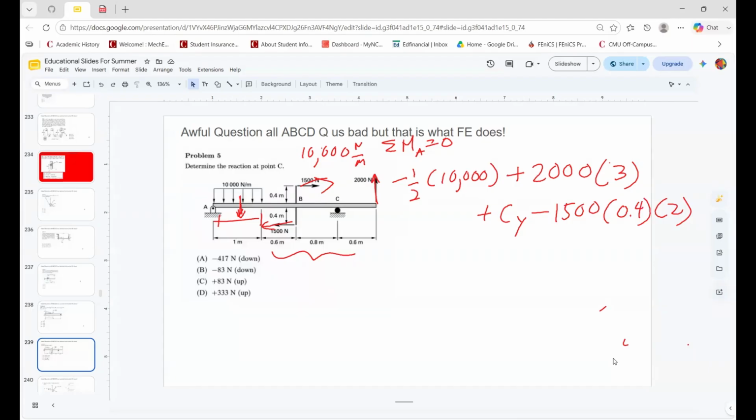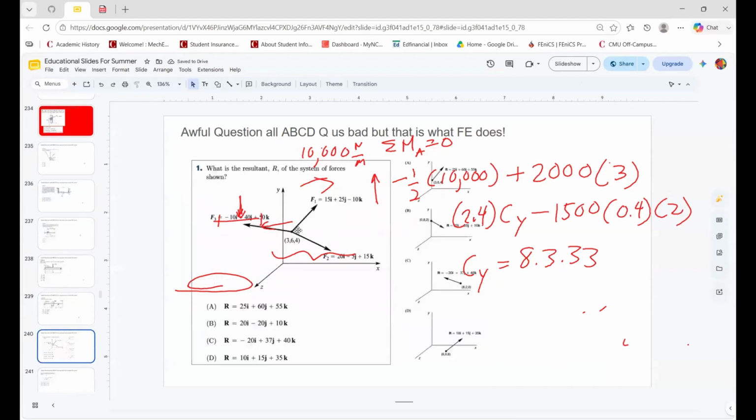Plus 1500, 4 multiplied by 2. Okay, I am fumbling the numbers. Oh, wait, there's something I am forgetting. CY has a number over here, which is 2.4. So I need to divide everything by 2.4. Yeah. Which is CY equals 833.33. And what did I choose? The positive direction. So it must be plus that. It must be C. It must be C.